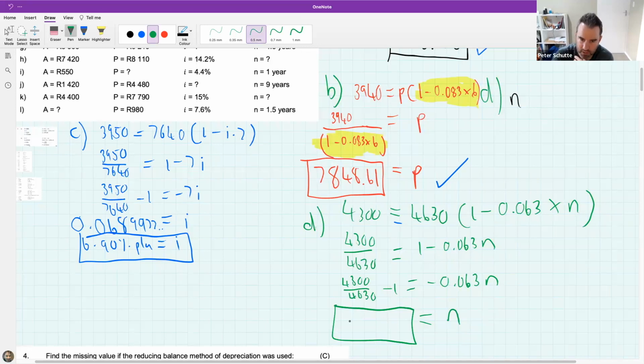Yeah, so it's going to be 1.13. If you round it to the nearest year, it would be 1, or 1.13 is what you should be getting.